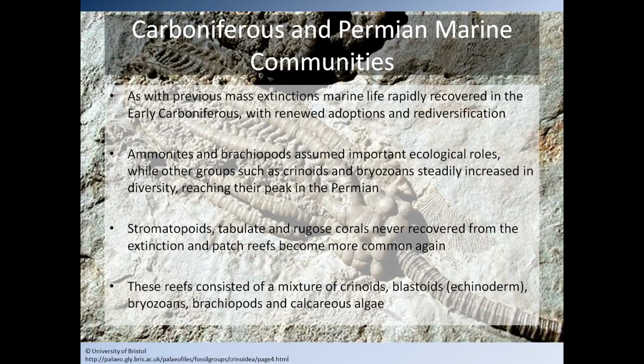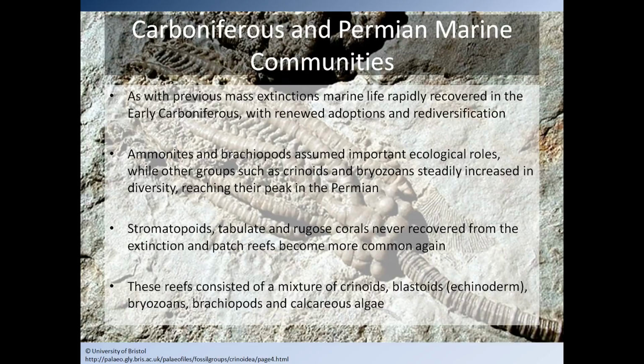So as we move into the Carboniferous and the Permian, what's going on? As with previous mass extinctions, marine life rapidly recovered in the early Carboniferous, and we have renewed adaptations and rediversification. So once again, all the modern phyla are present at this point. They've been increasing in diversity throughout the Silurian and the Devonian.